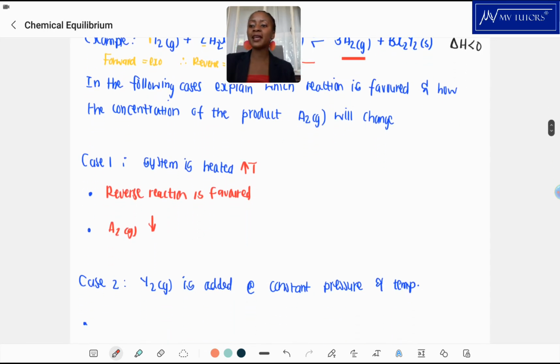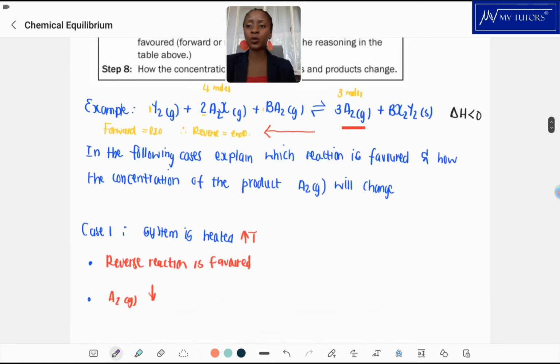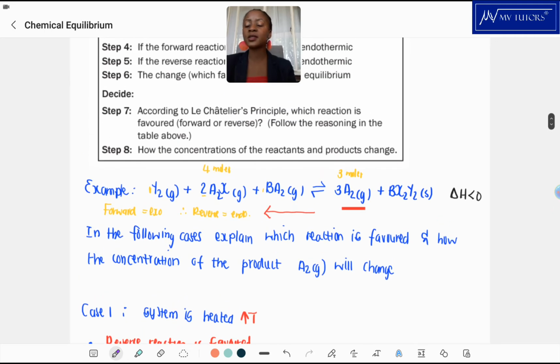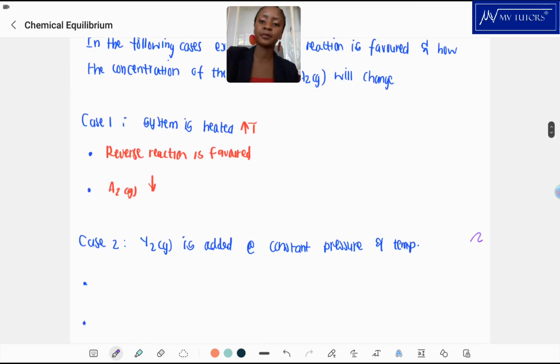Now let us look at case 2. So now the concentration of Y2 is added. Let me go with purple. Y2 is added. Where is Y2? Y2 is on the reactant side. So we are adding more to our reactants. Think about the seesaw: you have your reactants and your products. You are increasing the mass of the reactants, so it's going to go down like that. So what you want to do is help out the products.